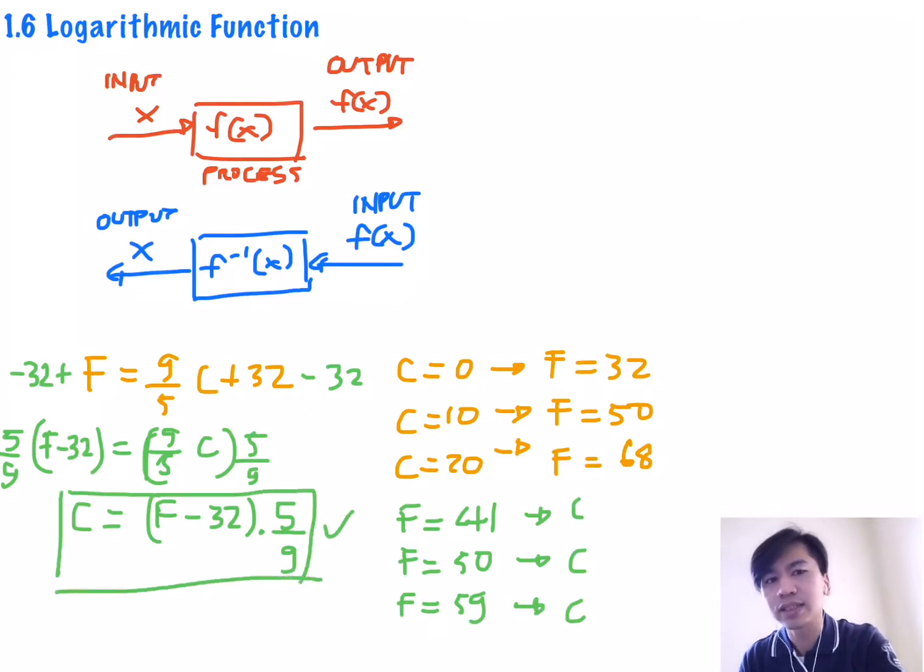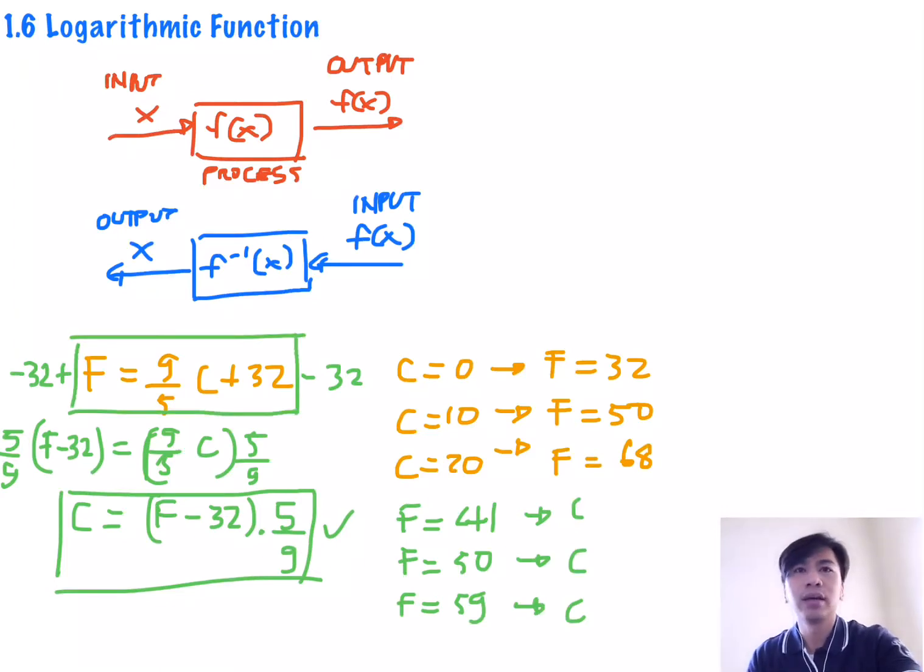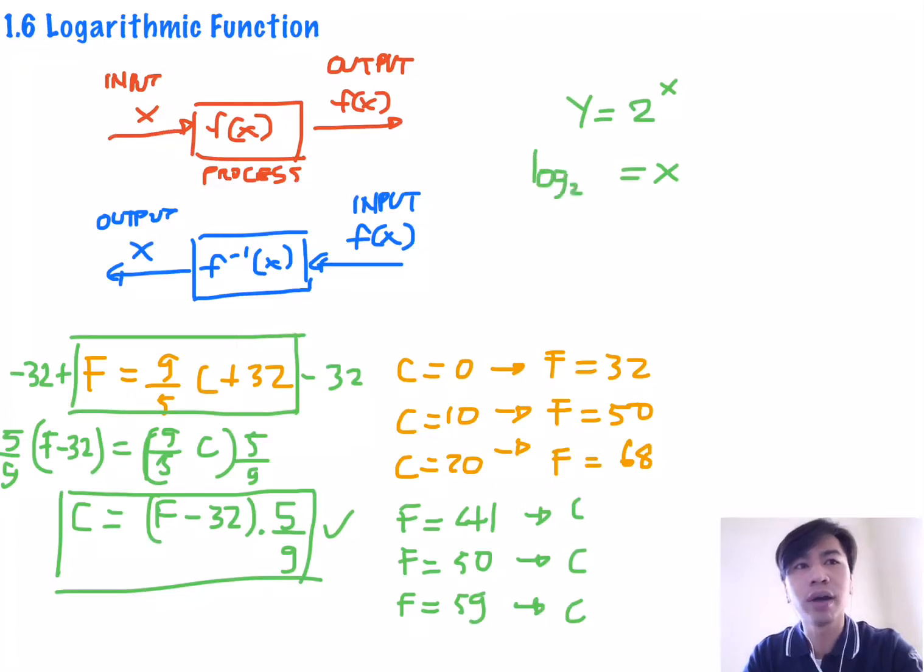So I can say that the first equation has the inverse function, which is C equal with F minus 32 times 5 over 9. So basically, the inverse function is to swap or interchange the x and the y, the input and the output. So if I have a y equal with 2 to the power of x, I can also put it as a x equal with log to the base 2 of y.